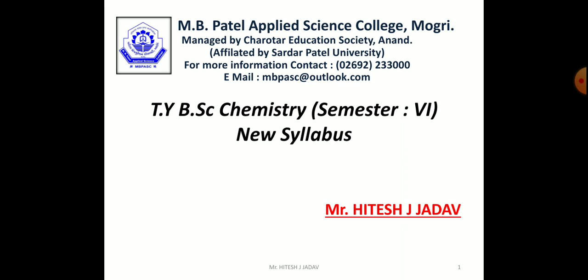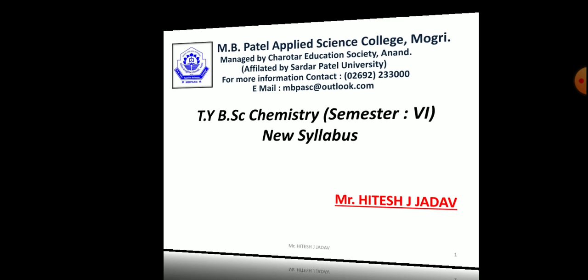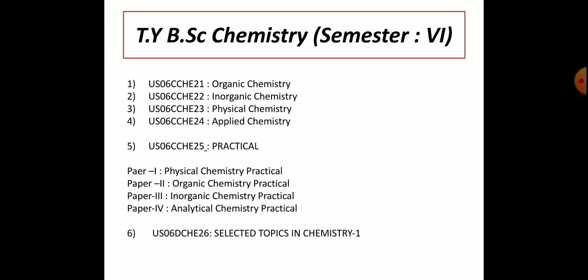Today we are going to start our lecture on our subject, but before we start, we discuss the total subjects, subject codes, and paper titles for this 6th semester. During the TY 6th semester there are total 6 subjects we have to study. The first one is US 06 CCH21, that is organic chemistry. Second one is US 06 CCH22, that is inorganic chemistry.